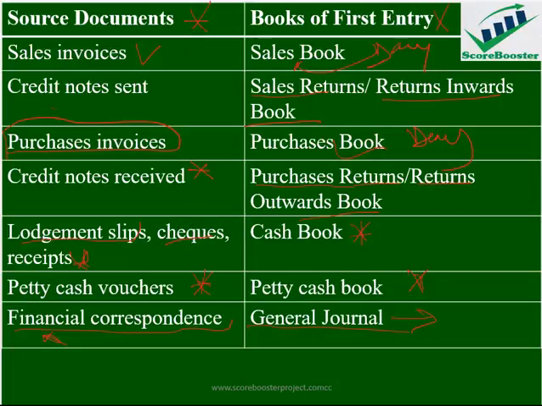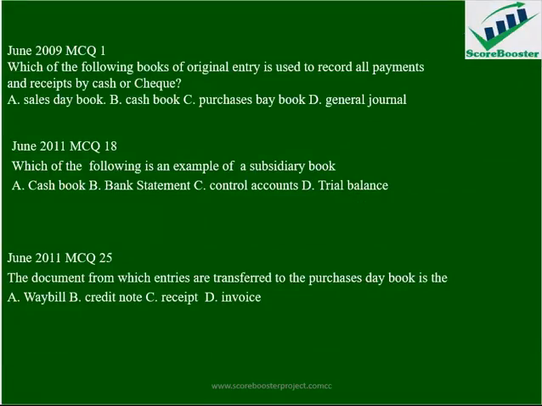Now, let's look at this example also. These are mainly from WAEC questions. May 2019, question number one, the examiner asks: which of the following books of original entry is used to record all payments and receipts by cash or check? It is the cash book. Here we have credit sales, credit purchases, any other one apart from what we know. So this takes care of all payments and receipts by cash or check. That's the cash book.